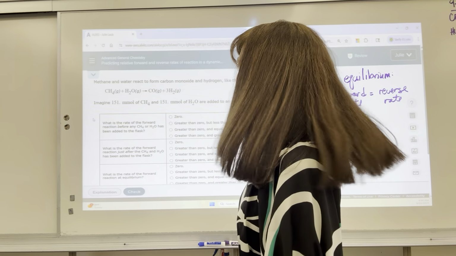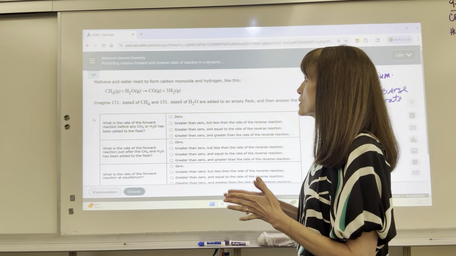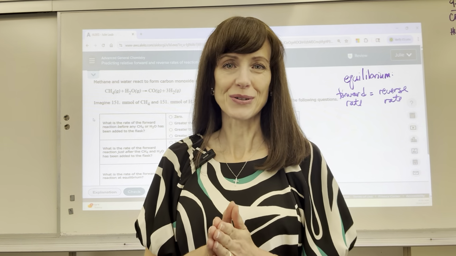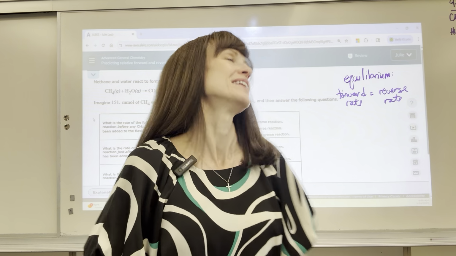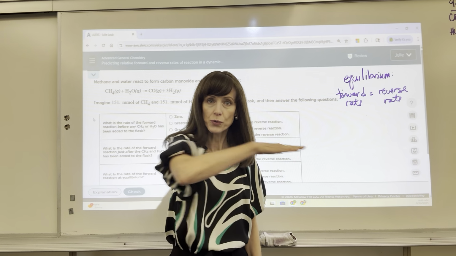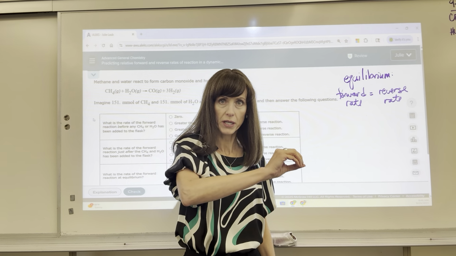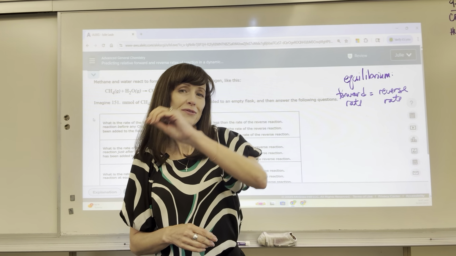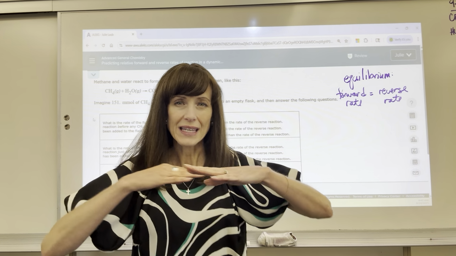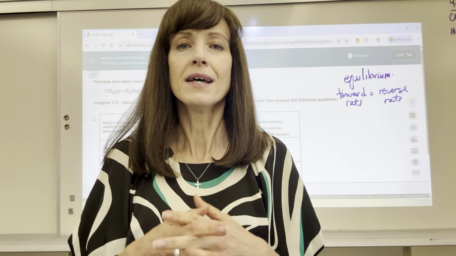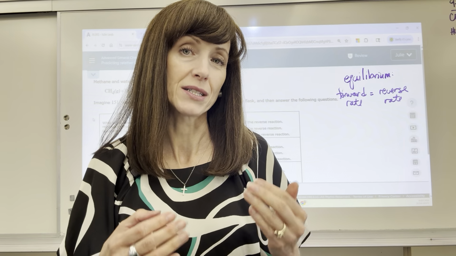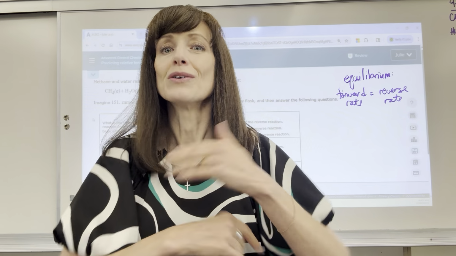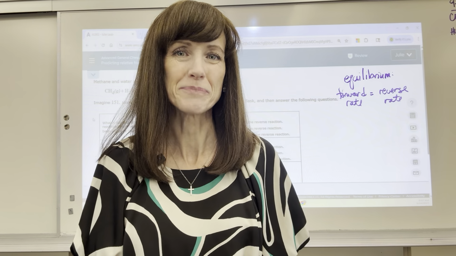Today we're going to do the ALEKS topic, predicting relative forward and reverse rates of reaction in a dynamic equilibrium. I want to remind you of the definition of equilibrium. Equilibrium is when the forward rate, so reactants changing to products, equals the reverse rate. That's products converting back to reactants. We have equal rates, and rate is going to be the change of concentration over time. When the rates, forward and reverse, are equal, you're at beautiful, beautiful equilibrium.